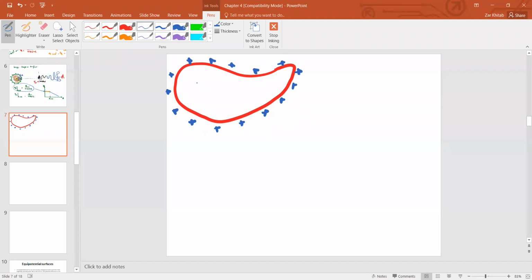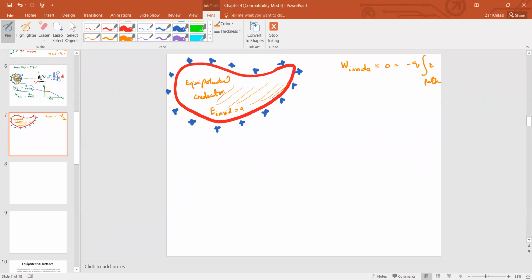And inside this, we will call that equipotential. This is a filled metallic structure, and inside it is equipotential, and it's a conductor, right? And the electric field inside, E inside, is zero. Why? Because the work inside is zero, which equals minus Q, the path integral of E dot dl.